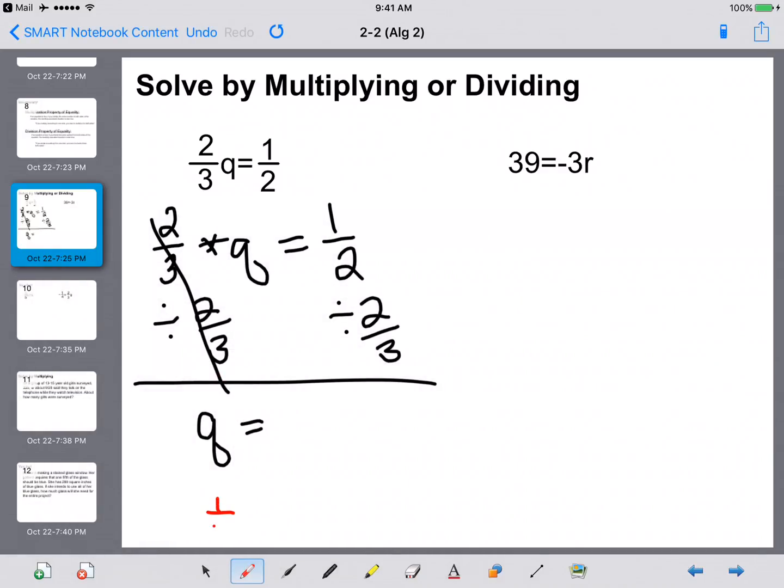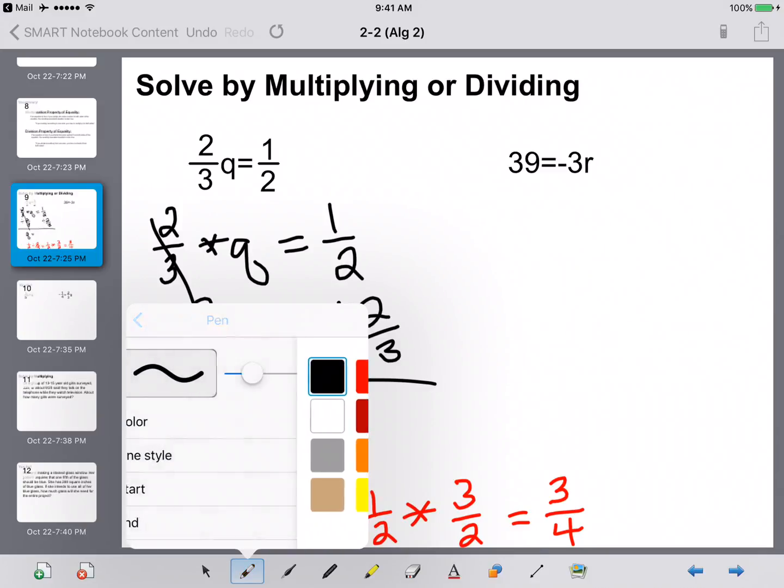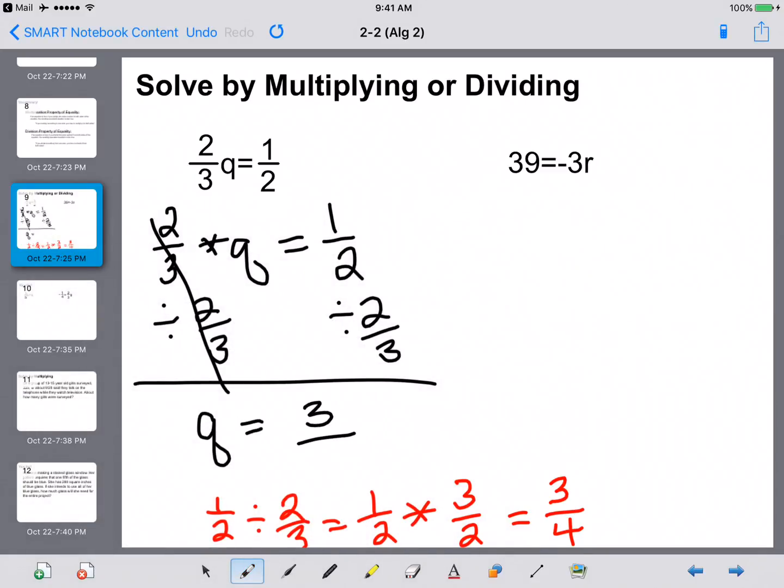I have 1/2 divided by 2/3. I'm going to have to stay, switch, flip, and then I multiply straight across. So 3 over 4. So our q equals 3/4. Easy as that.